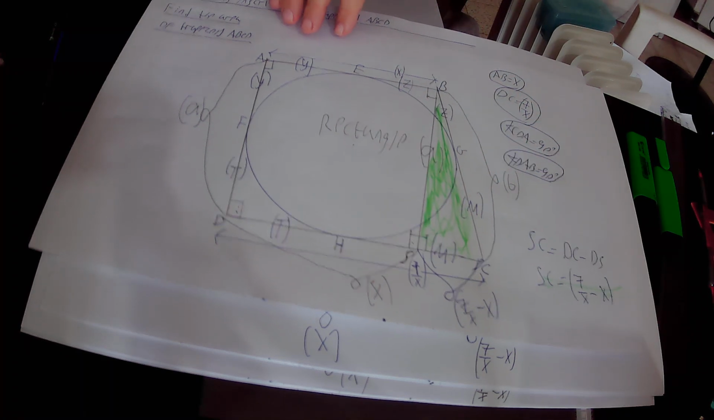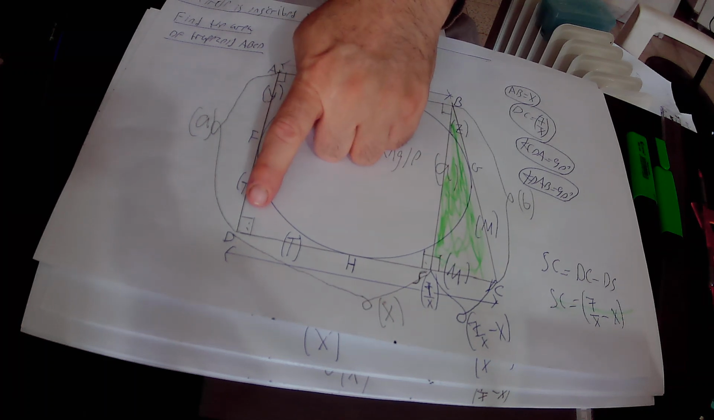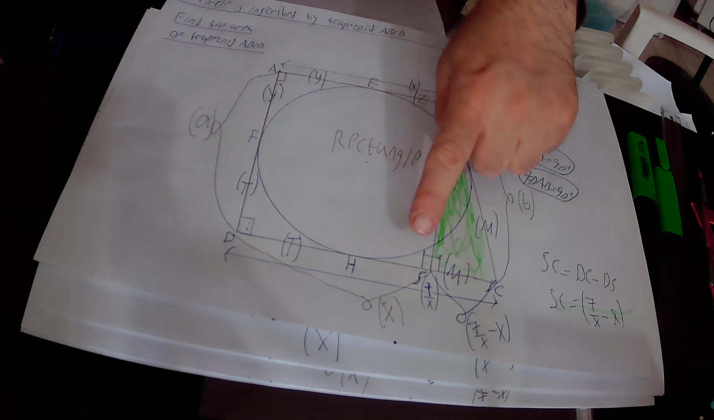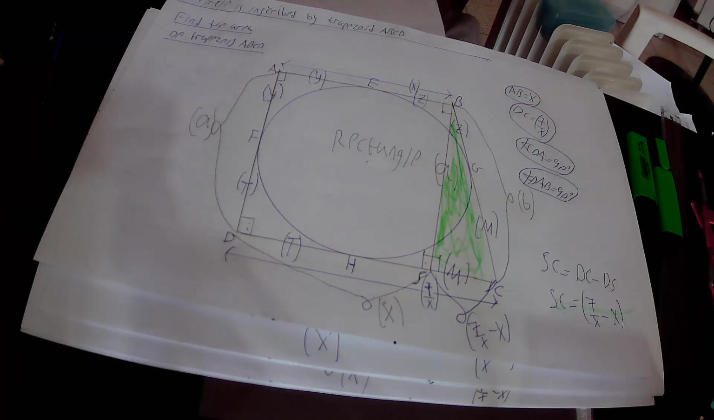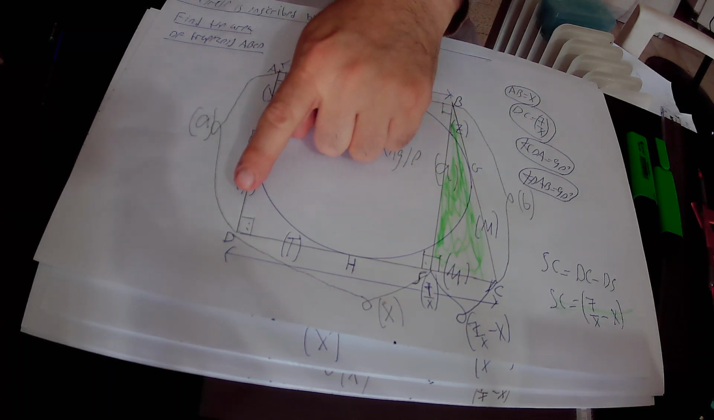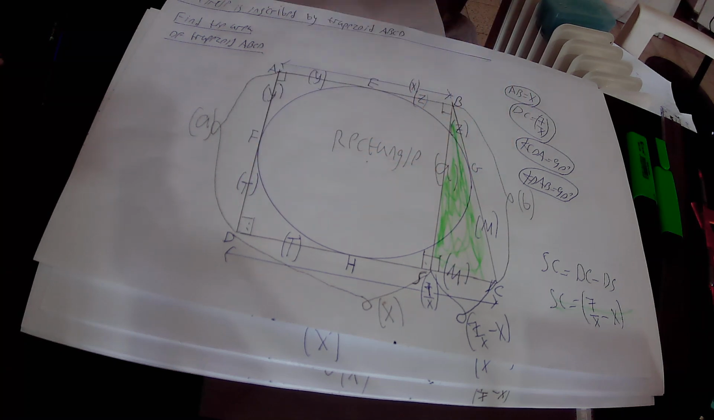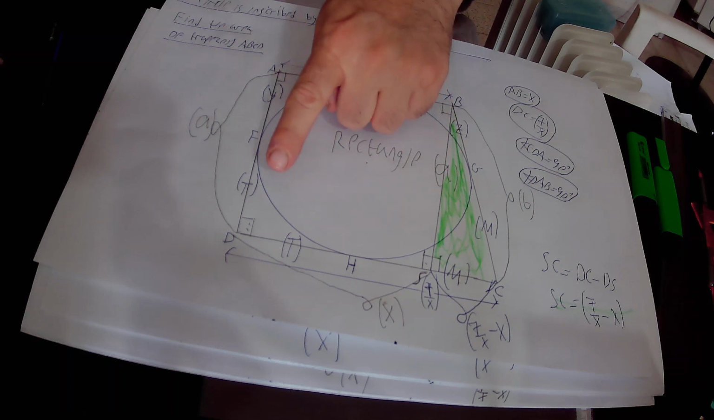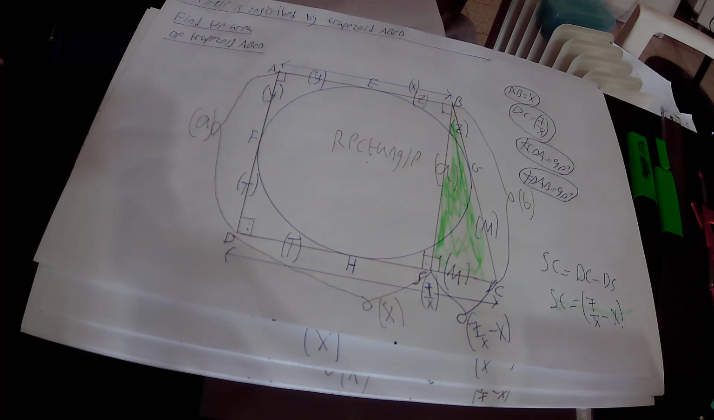And finally, from common external point D, we have two tangents to this circle: tangent DH and tangent DF. According to rule 2, they are equal to each other. That is to say, DH equals DF. So if we define the length of tangent DF as T, then the length of tangent DH must also equal T because they are equal to each other according to rule 2.